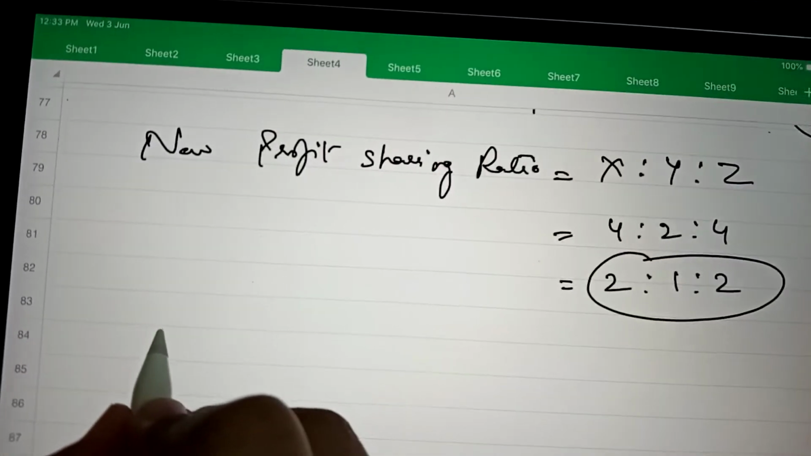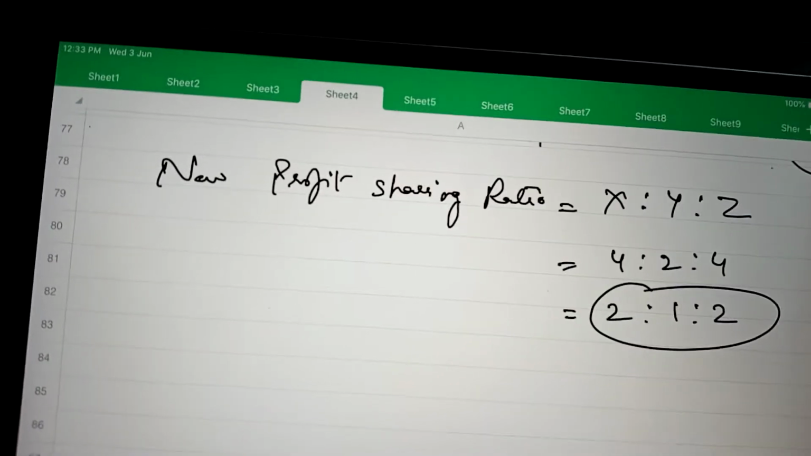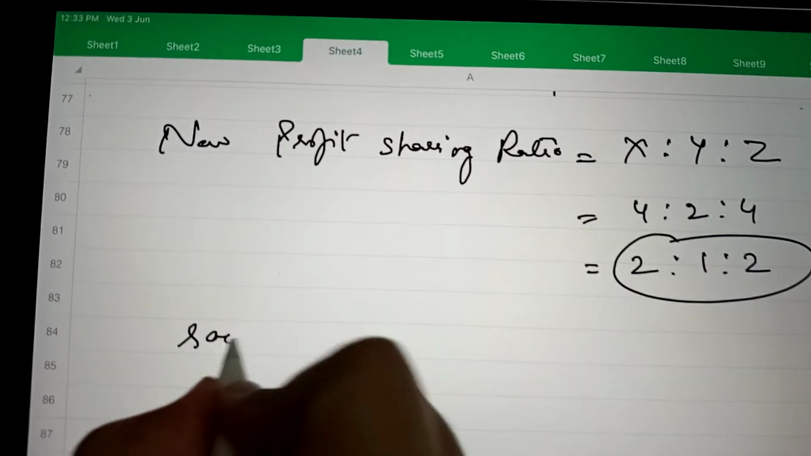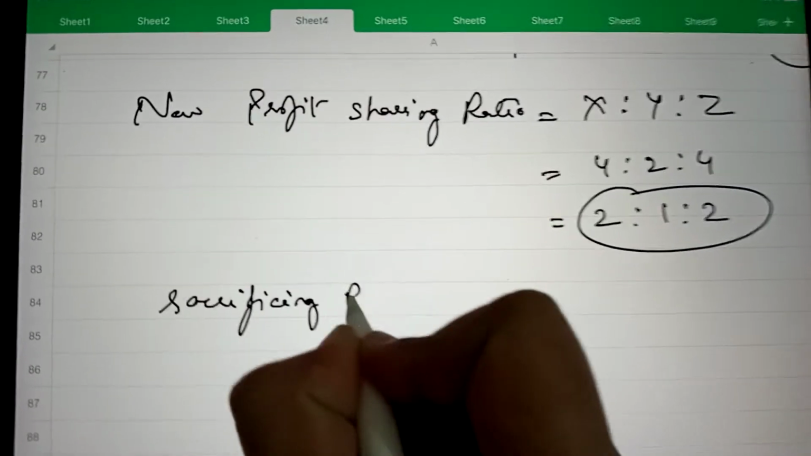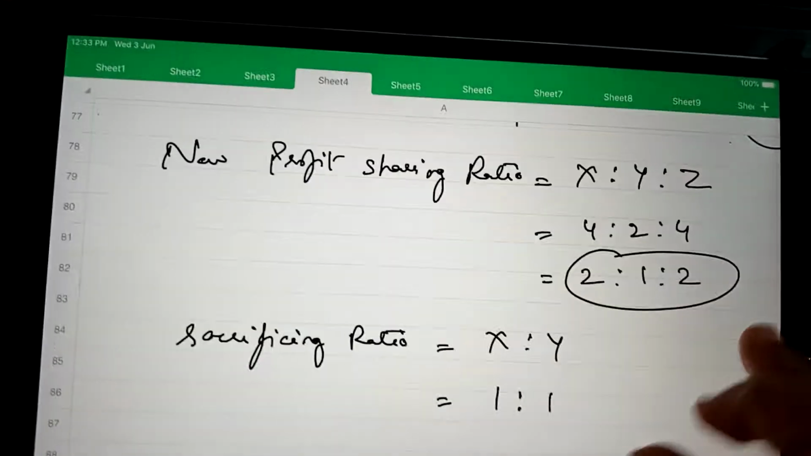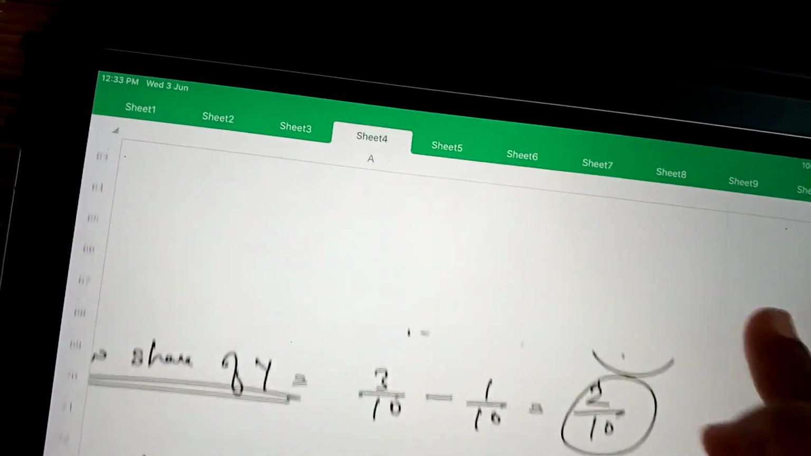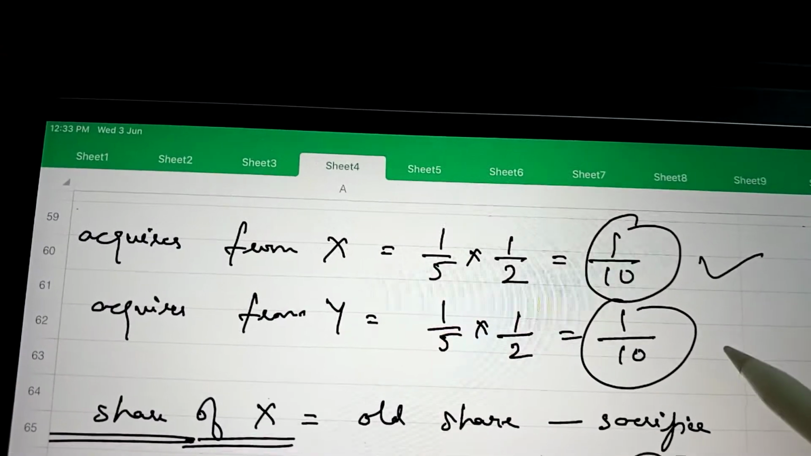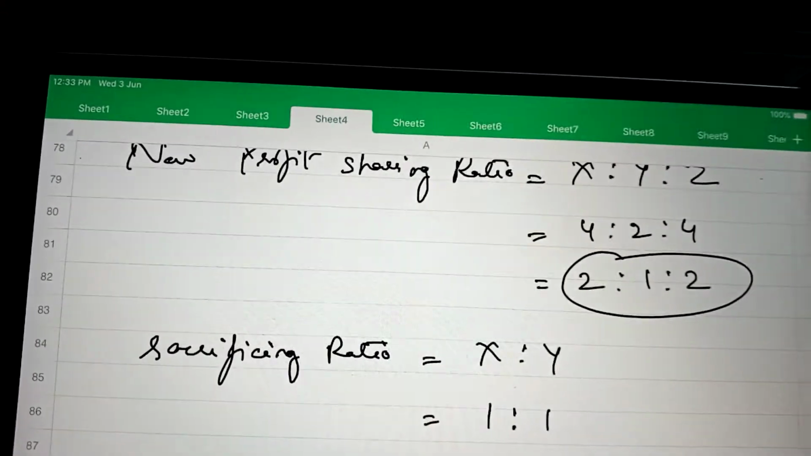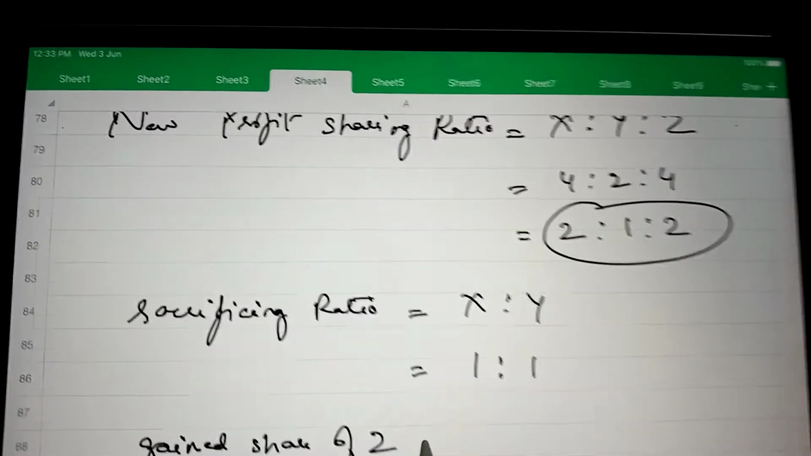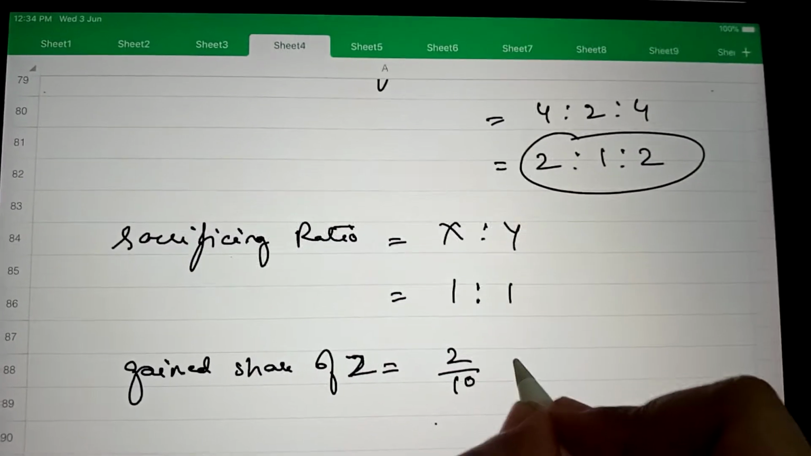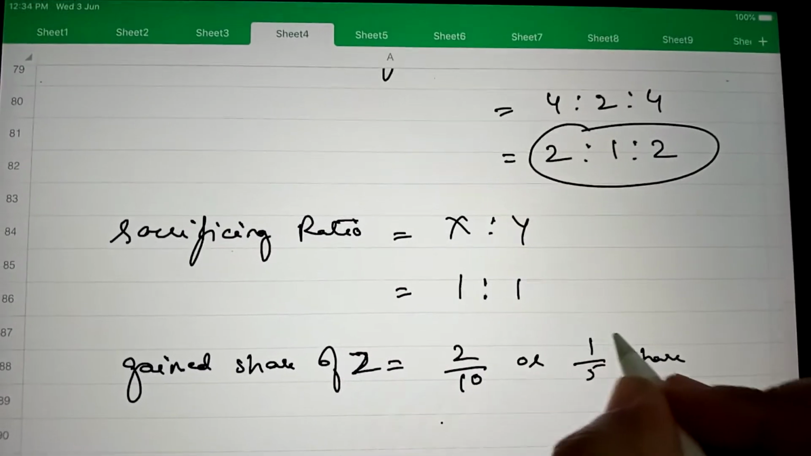And the sacrificing ratio of X and Y is 1:1, as we have already calculated it. And the gained share of Z is 2/10, or we can say 1/5 share. It is the gain.